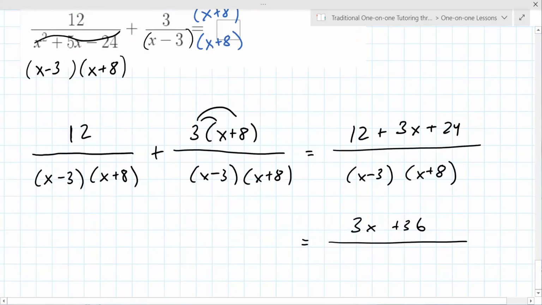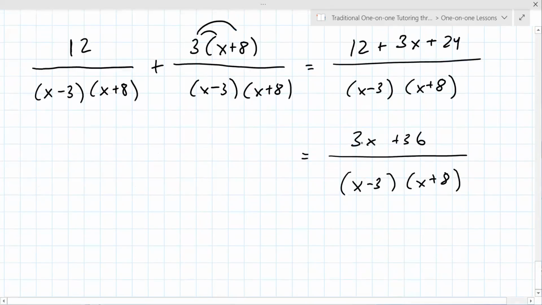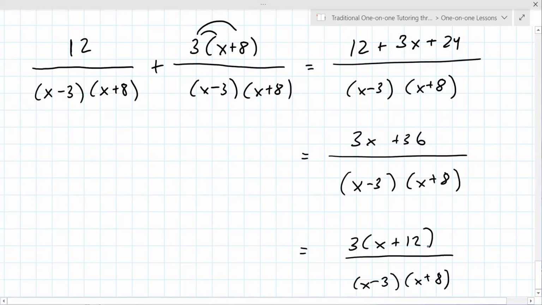It said this time to write your answer in factored form. So the top can actually be factored here. What number goes into both 3 and 36? Yeah. What divides both of these? 3. Yep. And that becomes x plus 12. So this is your factored form. The previous line is not factored form, so it would not be considered correct there.